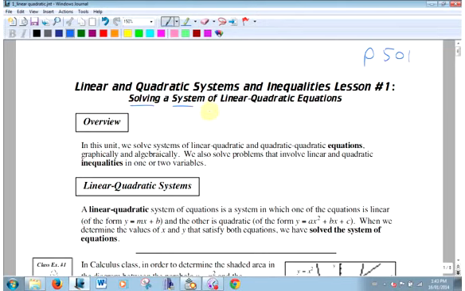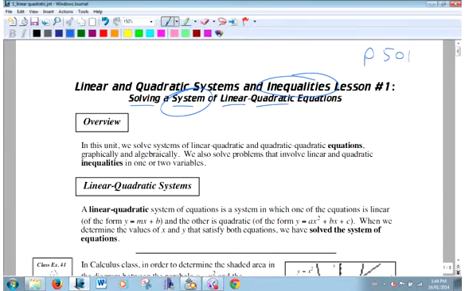Solving a system. What's the question? It says inequalities quest. Okay? Inequalities. Linear quadratic equations. Okay, you remember what a system was from grade 10? You remember that was the last stuff we did?